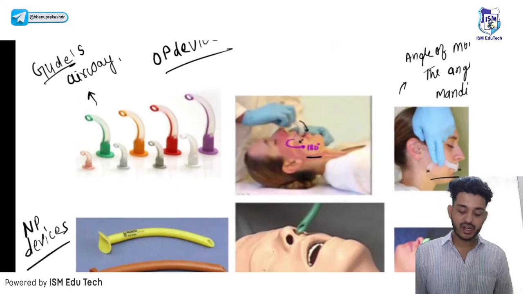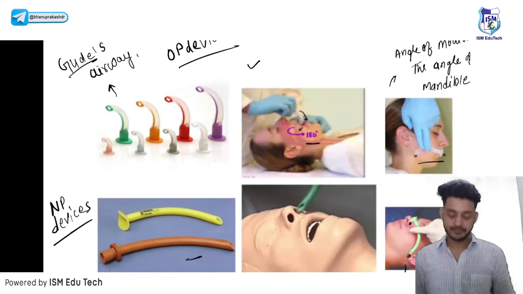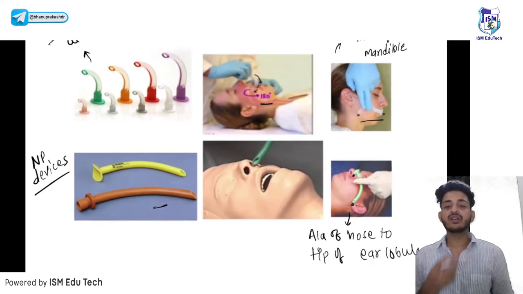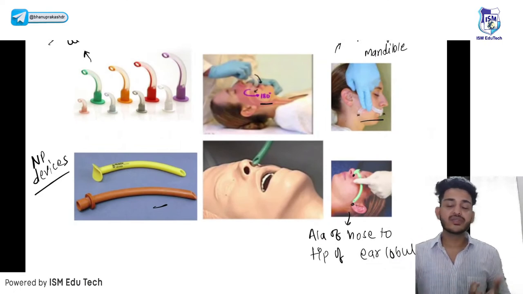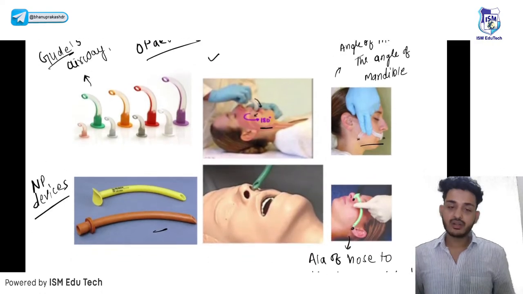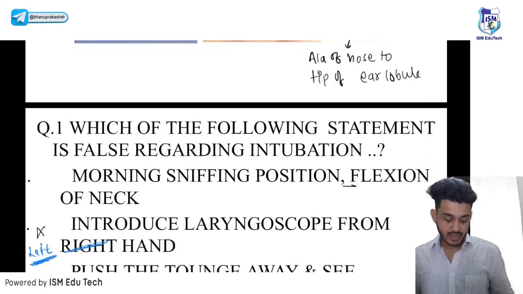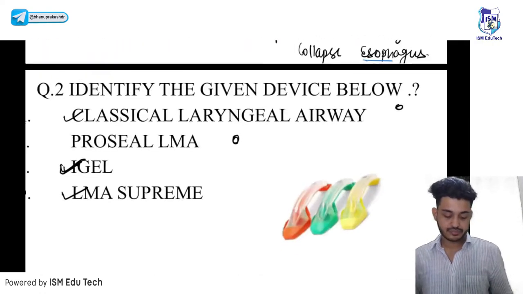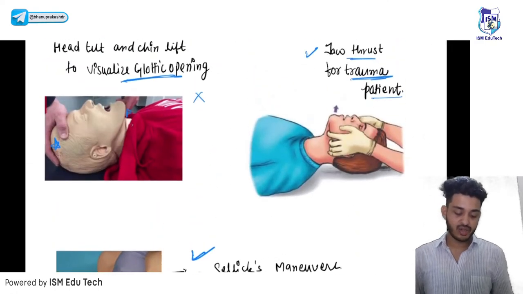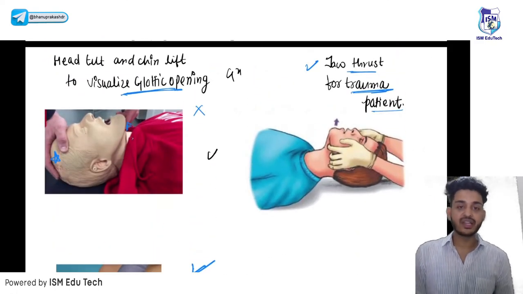OP, oropharyngeal devices, will be helpful to maintain the airway. If the tongue is falling back, then we need to put a Guedel's airway so that we can prevent obstruction of the airway. Alright. Next, the maneuvers that have been asked in exams.